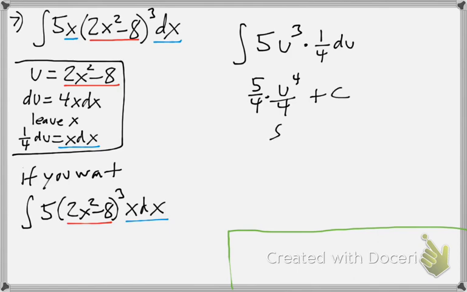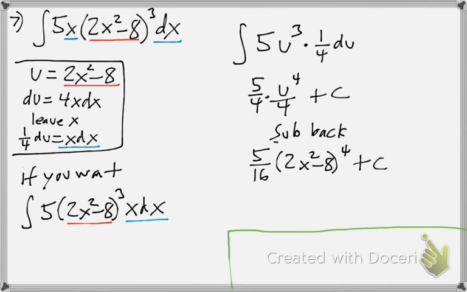And then if I substitute back, it's going to be 5 over 16, 2x squared minus 8 raised to the 4th plus c. So this problem, again, had that extra x in there. So that's something that we need to look out for.